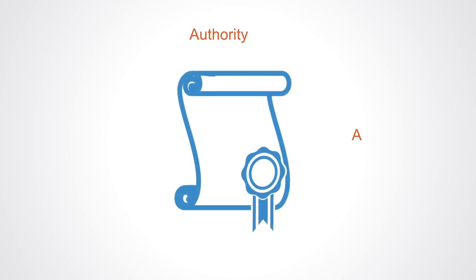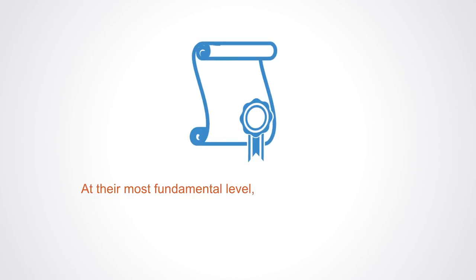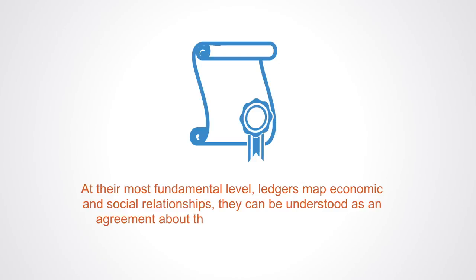Ledgers confirm authority. Ledgers identify who can access what bank accounts, who can validly sit in parliaments, who can enter restricted areas. At their most fundamental level, ledgers map economic and social relationships. They can be understood as agreements about the facts and when they change. This consensus about what is in the ledger and its accuracy is one of the fundamental bases of a market economy, and indeed the contractual agreements structuring our whole societies.